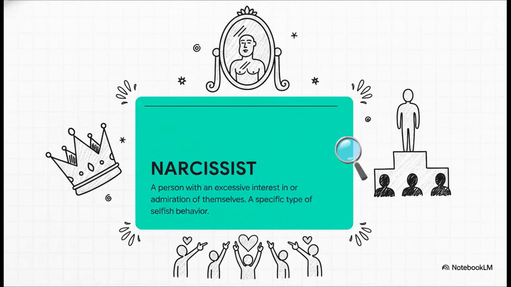Okay, this is a very specific and very powerful word. A narcissist isn't just someone who's a little bit selfish. It describes a person with an extreme, over-the-top obsession with themselves. The adjective form is narcissistic. So you can say he is a narcissist, or you can describe his comments as narcissistic. It's a much stronger and more precise word than just saying somebody is selfish.